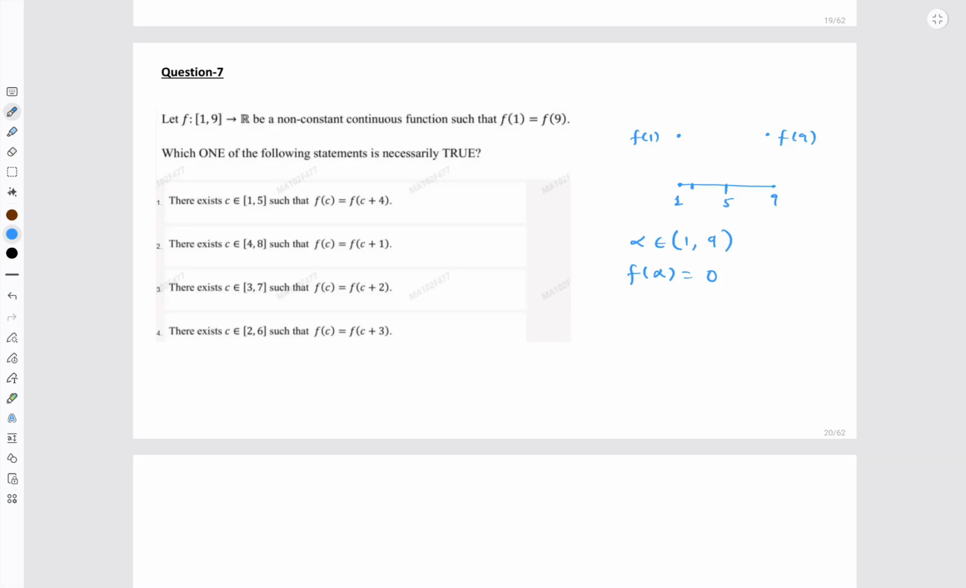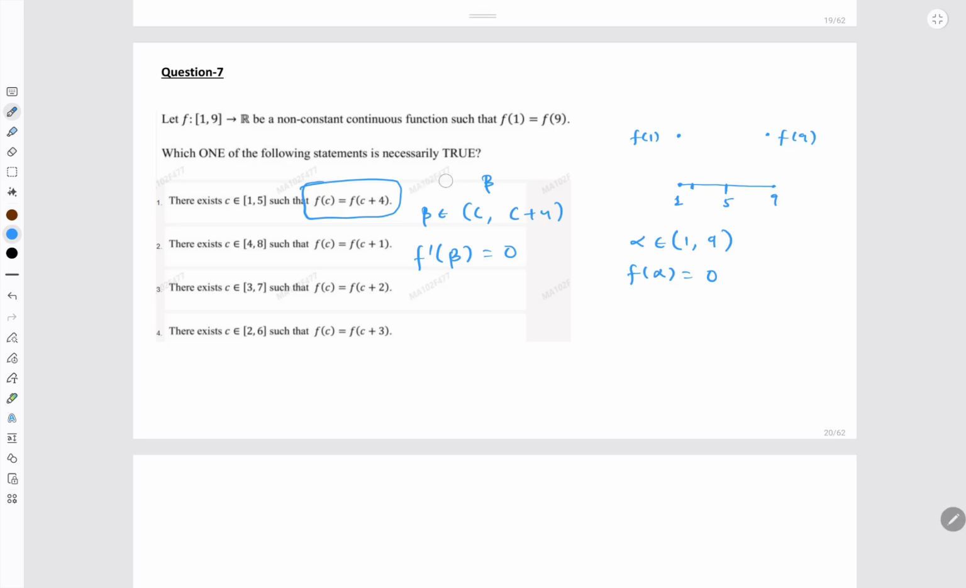Right? What does this mean? If f of c is equal to f of c plus 4, then I'll find a point beta, let's say, belonging to the gap, the difference between these two. That is, belonging to c to c plus 4, such that f dash of beta is 0, right?